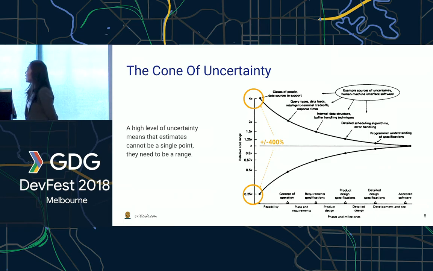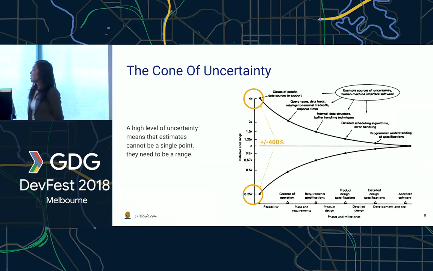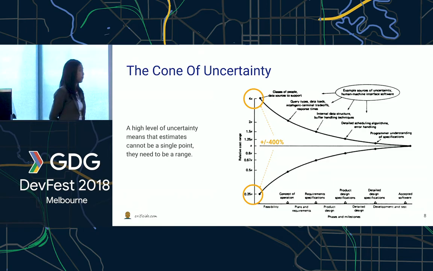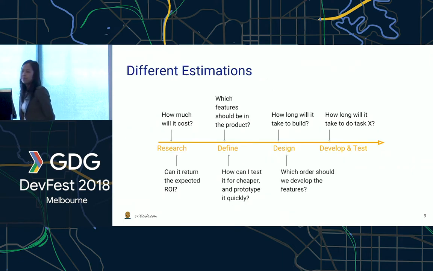For example, an executive says, actually, I want that project out by December. But we can see here on the left that at the feasibility phase, our estimates are actually going to vary by plus or minus 400%. So, how do we do this estimation thing better?